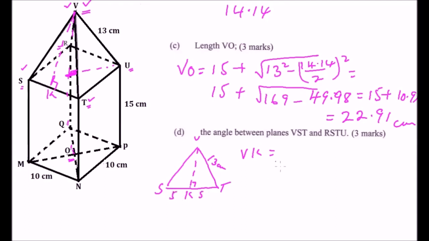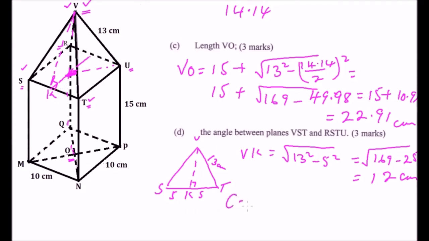So to get VK, it is the square root of 13 squared minus 5 squared, and this will give us the square root of 169 minus 25. Using your calculator, you get 12 centimeter. Now, having obtained the length VK, we can use a cosine, because we will be getting the angle between that line VK and this line at the middle of this plane. So we can say cos theta is equal to 5, that is the length, because we are taking the middle of this line here. Therefore, it is 5 divided by 12.